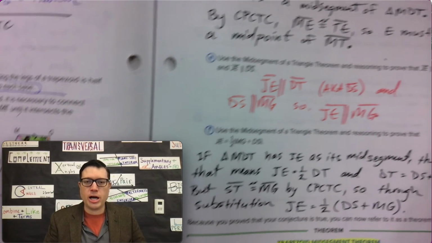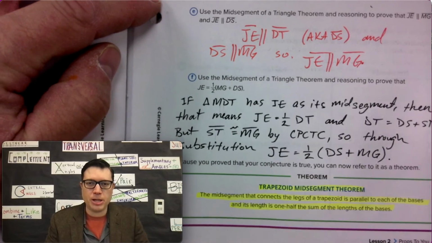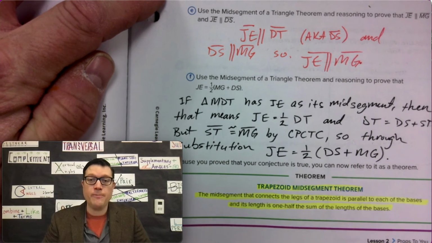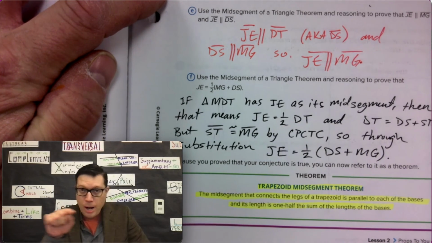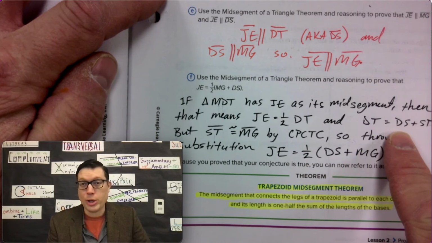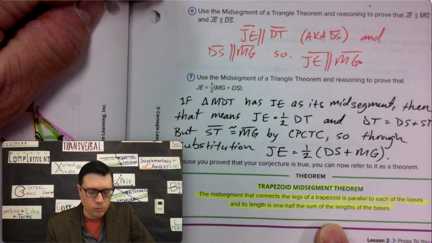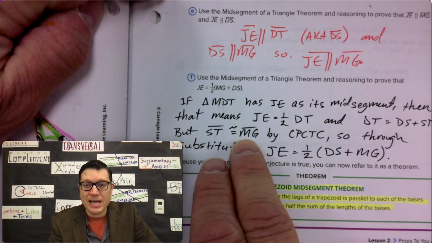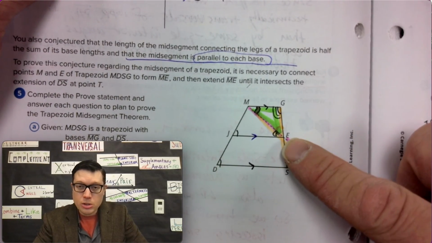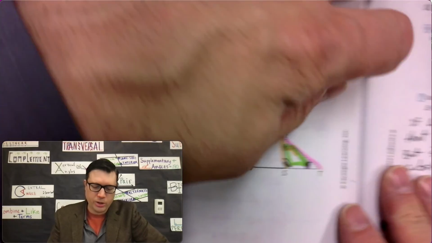Use the midsegment of a triangle theorem and reasoning to prove that JE is half of MG plus DS. Well, it's a triangle, right? MDT is a big triangle, and JE is the midsegment of it. So JE is half of that bottom edge of our large MDT triangle. DT is what you get from adding DS plus ST. They're right there, the two segments on the bottom of that new triangle. However, ST and MG are congruent because they are corresponding parts of congruent triangles.